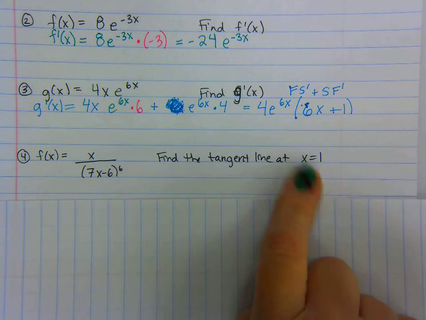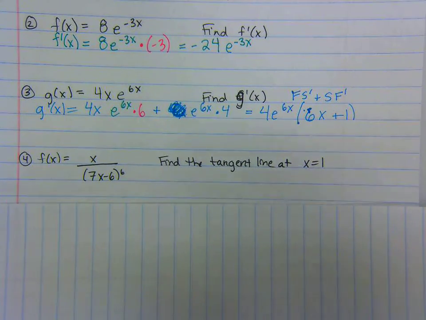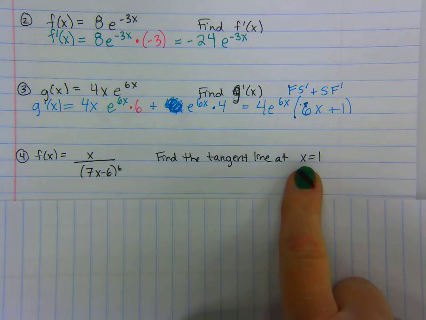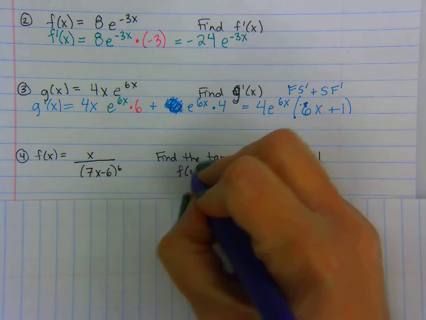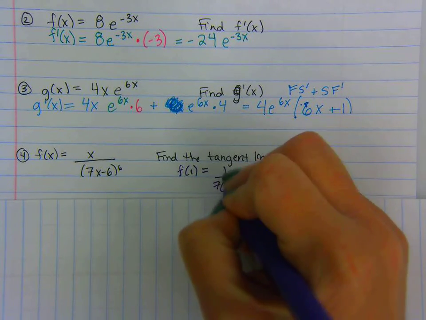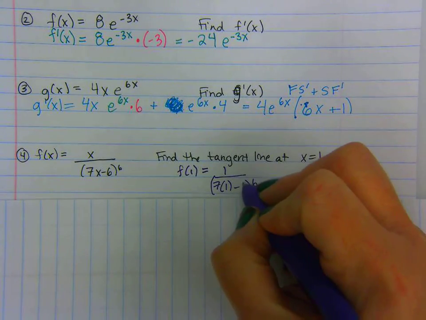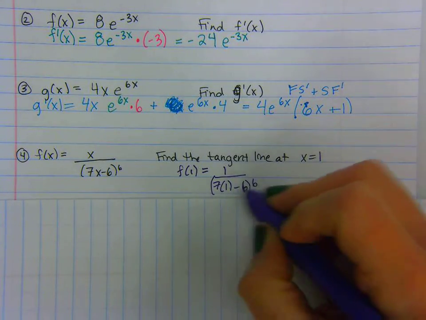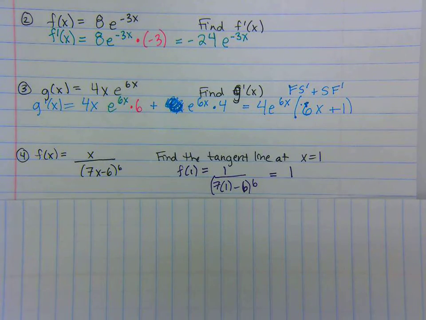Well, to find a tangent line, we need the slope and we need a point so that we can find the y-intercept. So we have the x value here. We could go ahead and find the y value there, which would be f of 1, which is 1 over (7 times 1 minus 6) to the 6th. Luckily 7 minus 6 is just 1, so this is 1 over 1, which is 1.